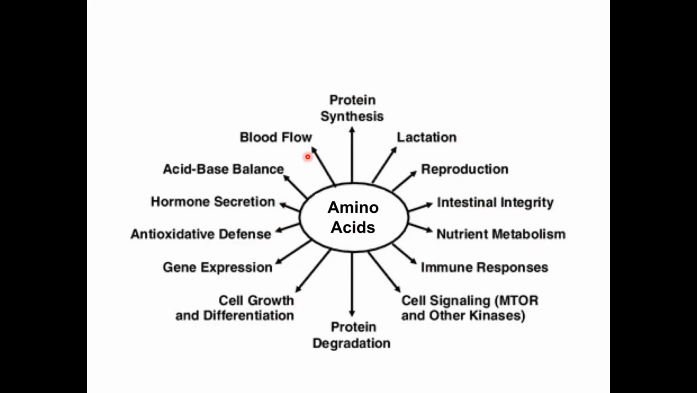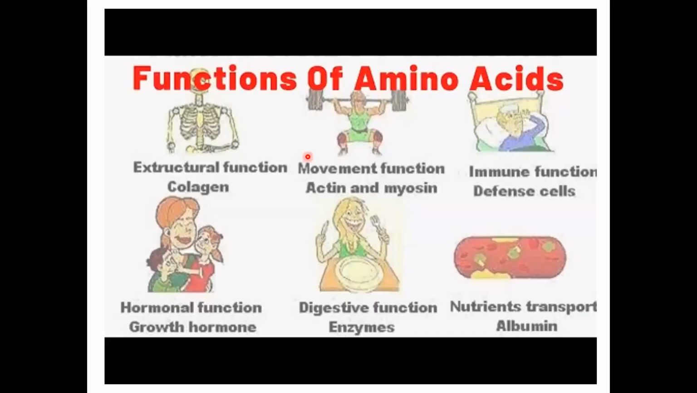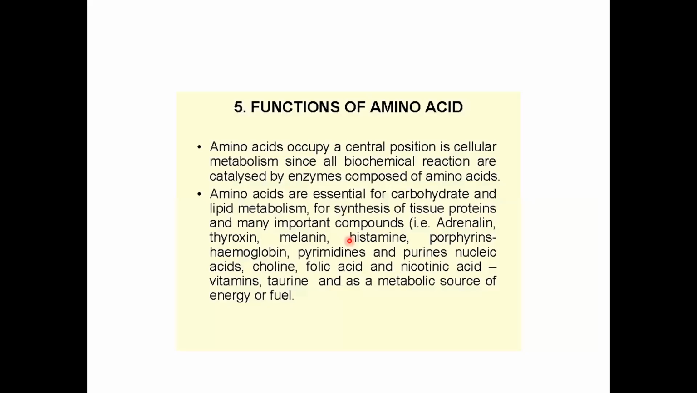And important is also the blood flow in the blood vessels; special types of amino acids are utilized. We are going to see their examples. So these are the different types of amino acid forming different hormonal function, digestive function, transport function, like albumin formed from the amino acids, immune function, defense cells, movement functions, actin, myosin, all are composed of amino acids. Similarly, collagen and extra structural functions, all are made up of amino acids.